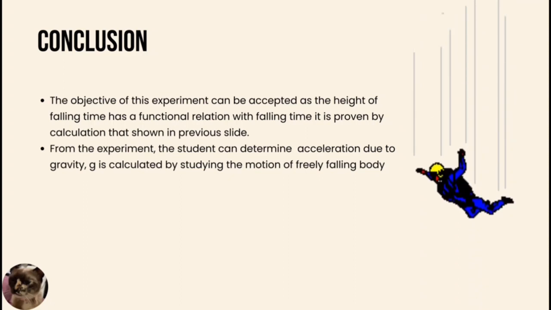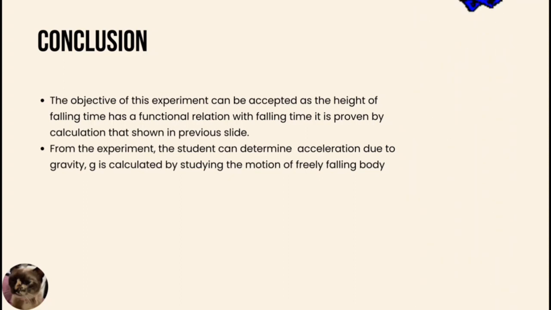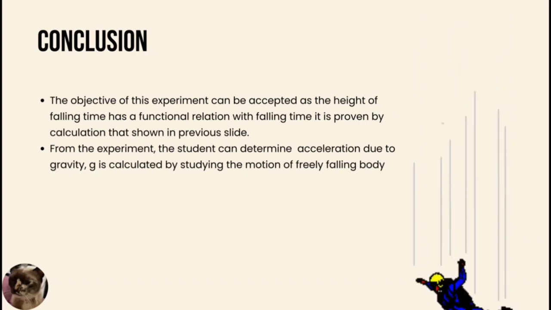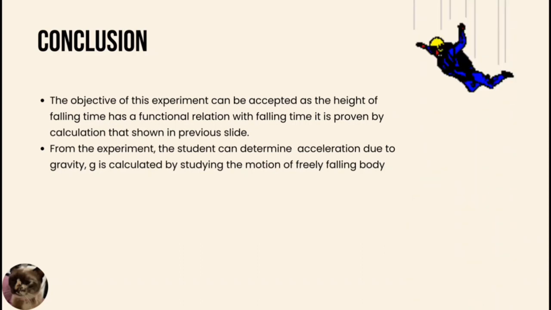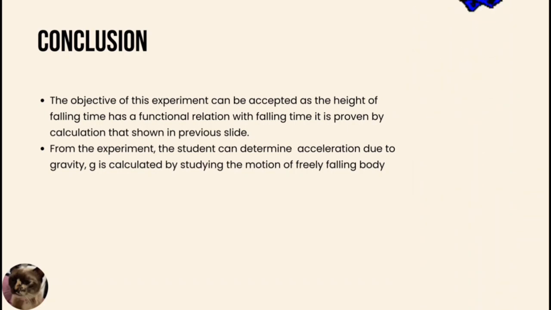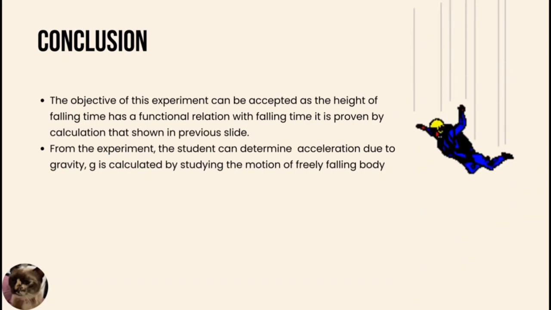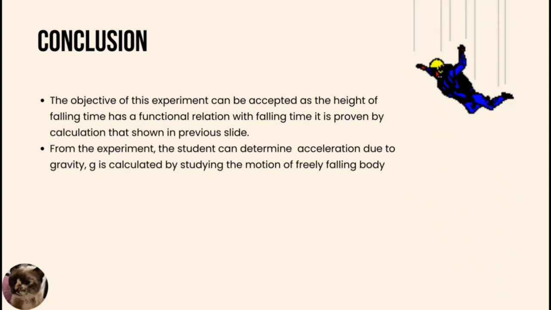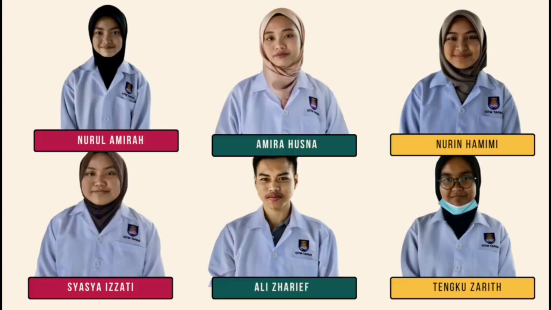In conclusion, the objective of this experiment can be accepted, as the height of fall has a functional relation with falling time. It is proven by the calculation shown in the previous slide. From the experiment, the student can determine the acceleration due to gravity. G is calculated by studying the motion of a freely falling body.